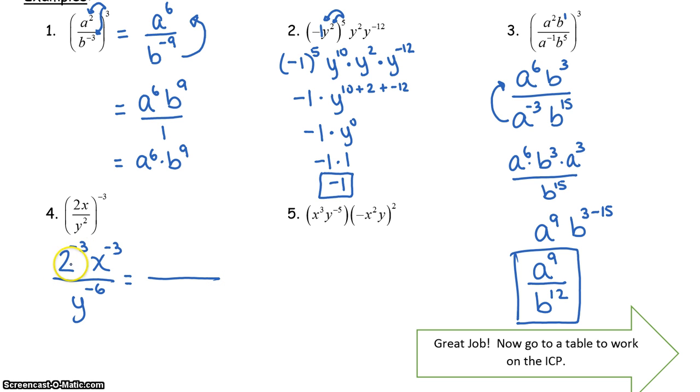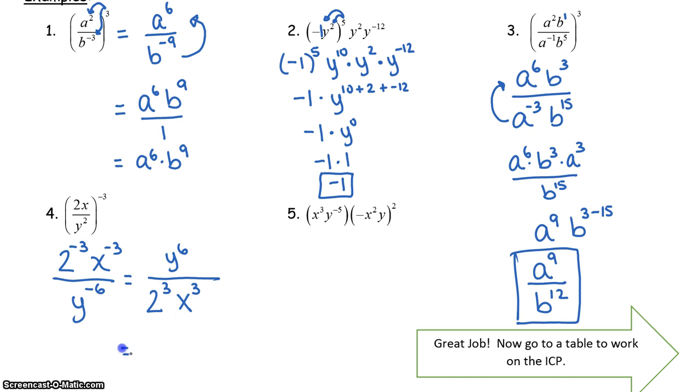This now, 2 to the negative 3 will be in the denominator as 2 to the 3. X to the negative 3 will be in the denominator as x to the power of 3. Y to the negative 6 will be y to the 6 in the numerator. We can't really combine the x's and the y's or the 2's. They all have different bases.